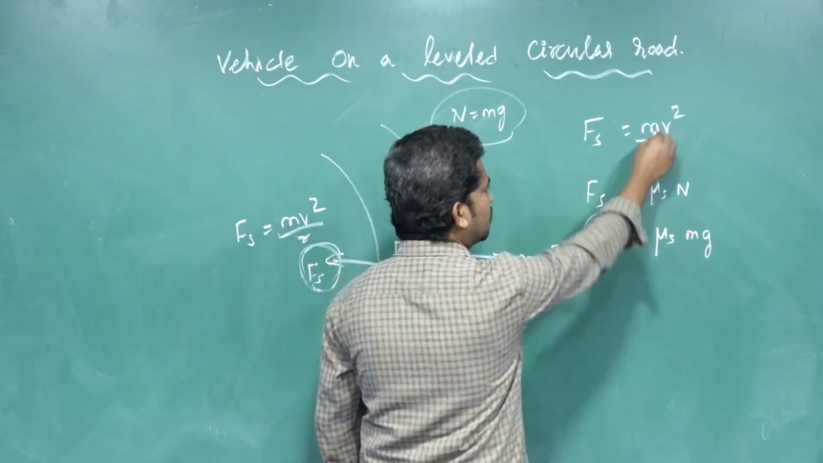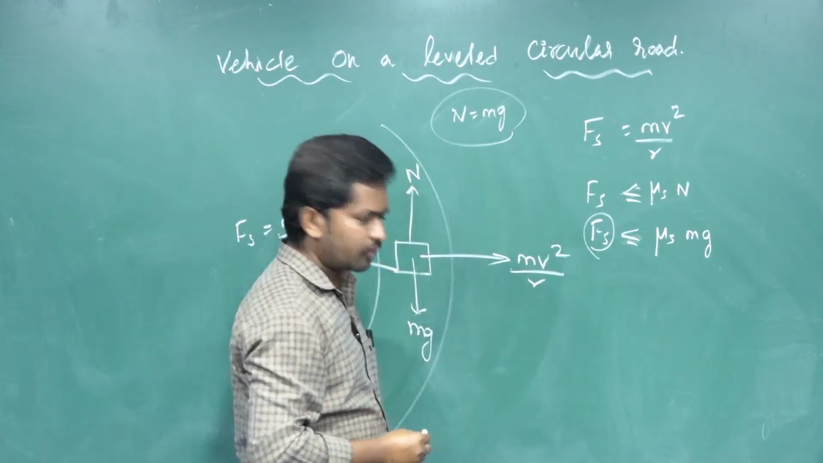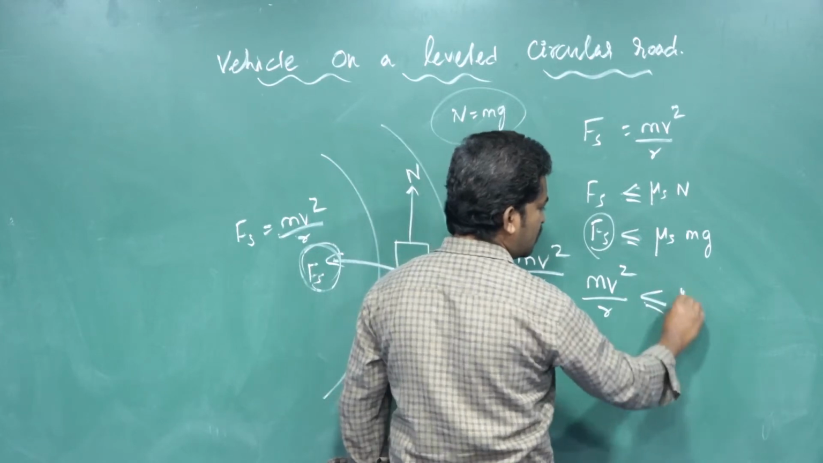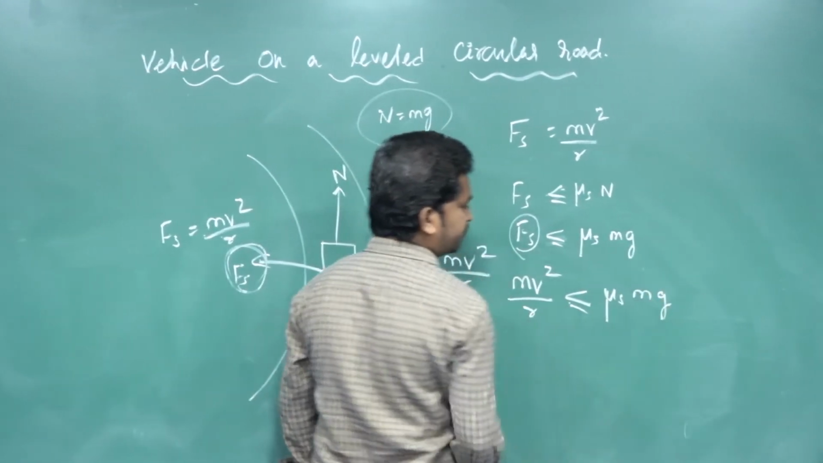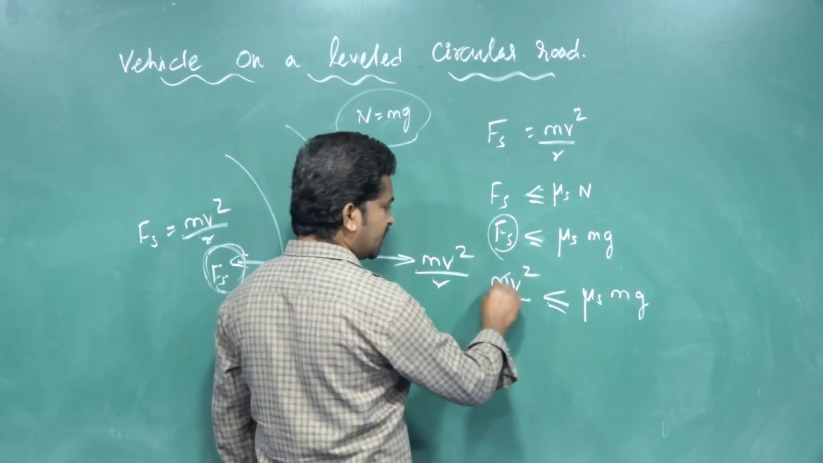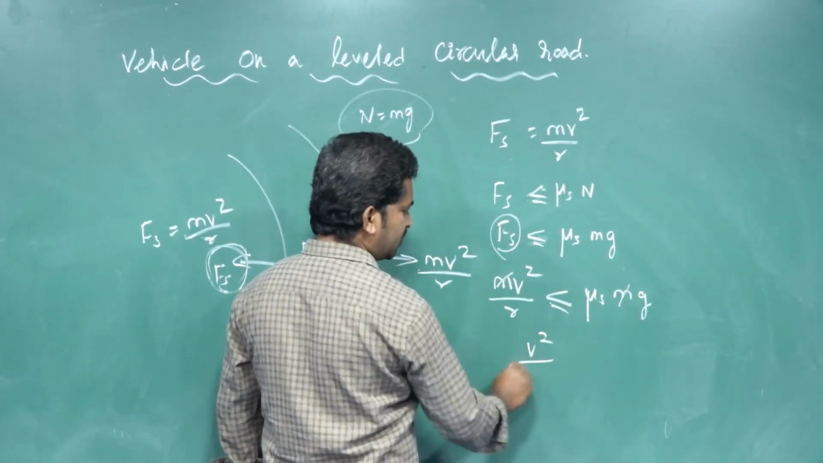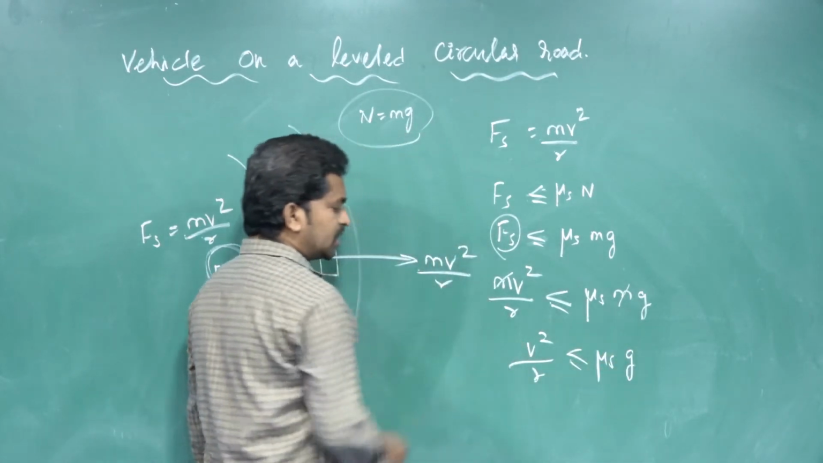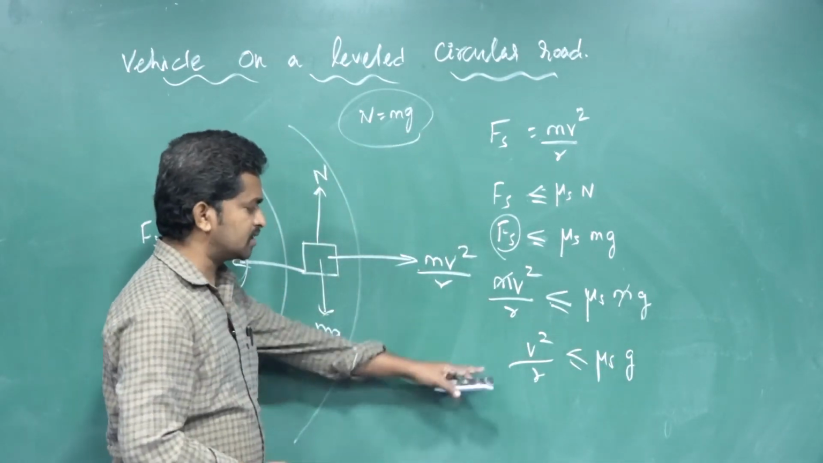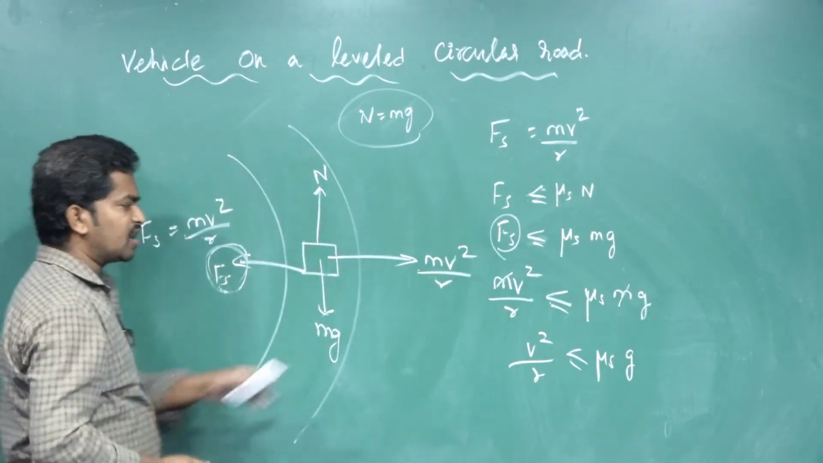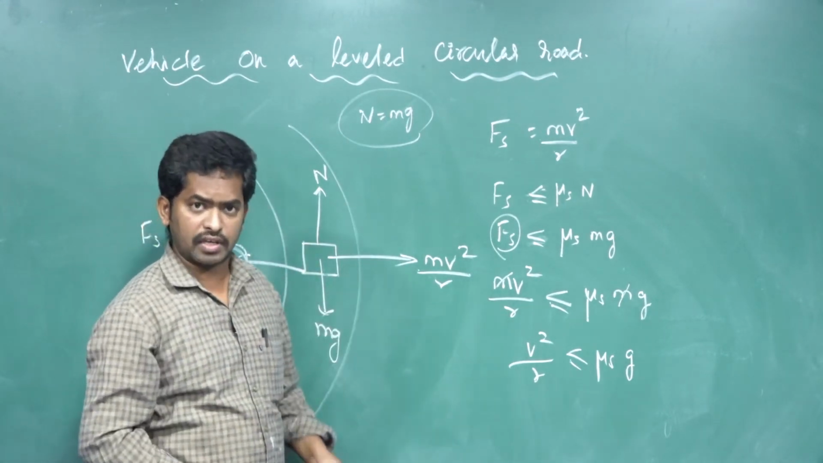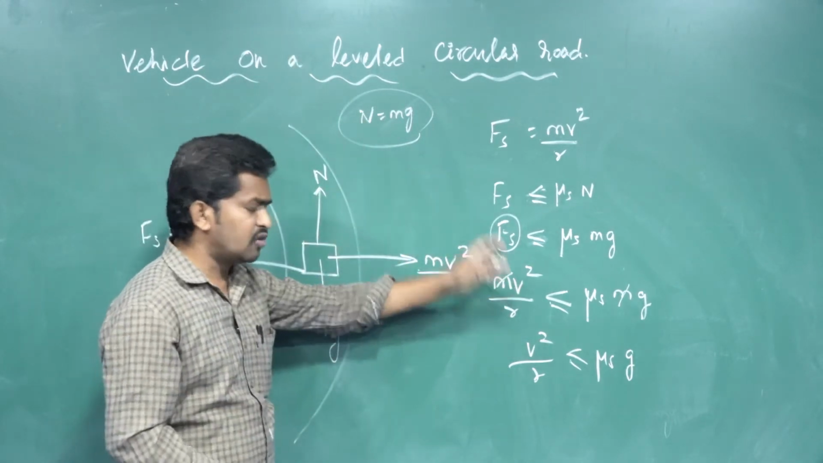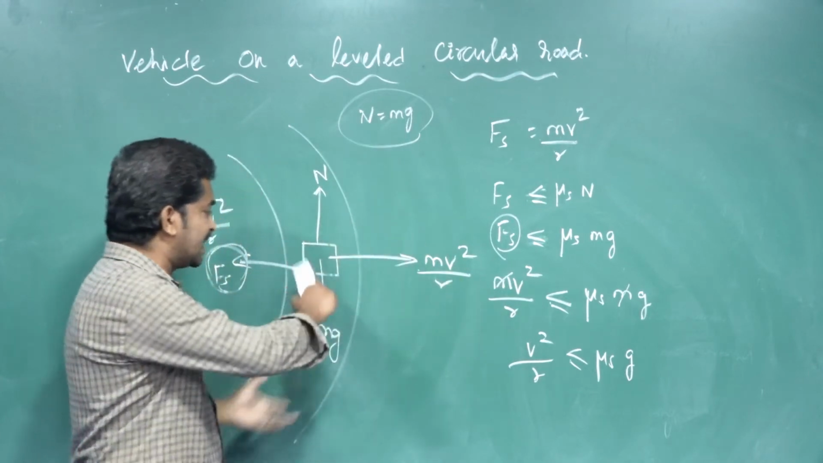You know well, Fs is equal to mv square divided by r, provided by the centripetal force. So mv square divided by r is less than or equal to mu s into mg. The m value cancels. So v square divided by r is less than or equal to mu s into g. Here v is the velocity of the car, r is the radius of the circular path, and m is the mass of the vehicle or car.